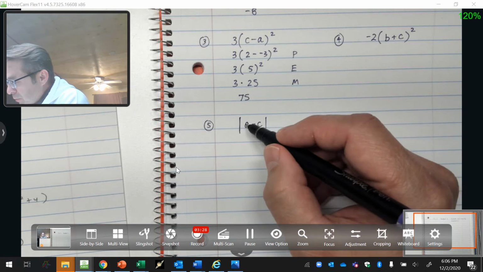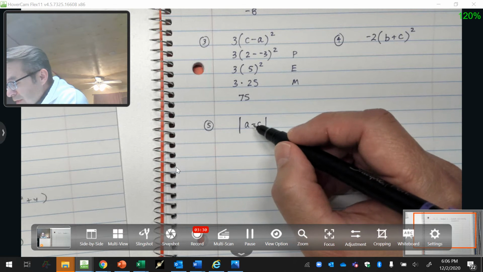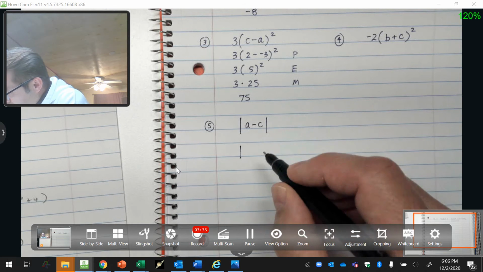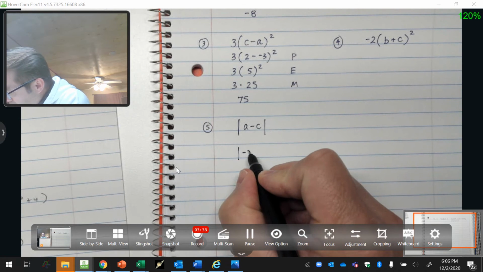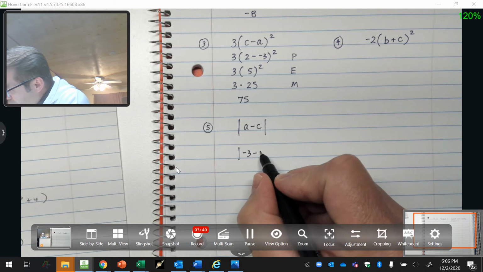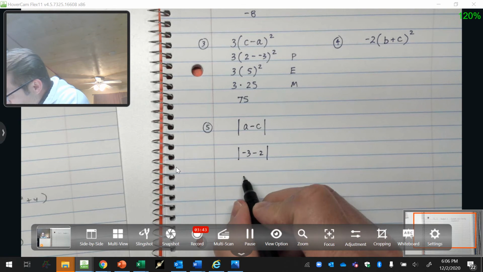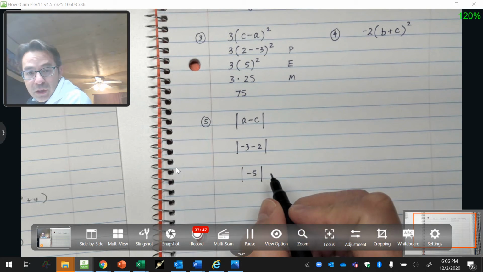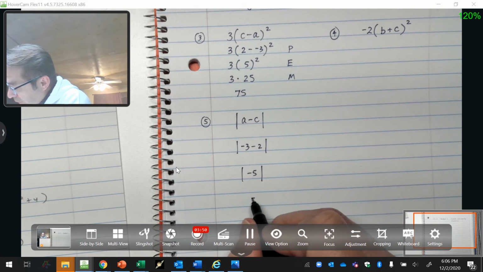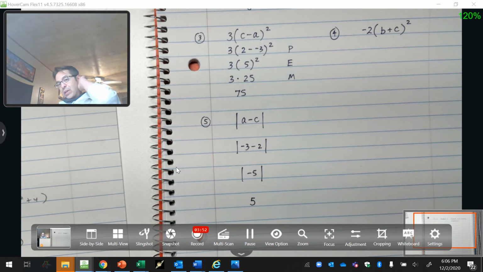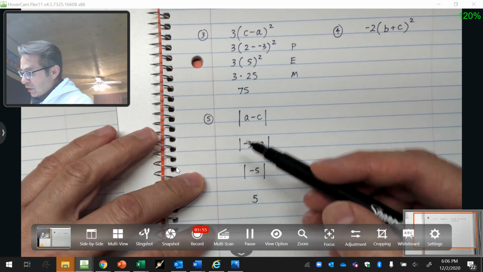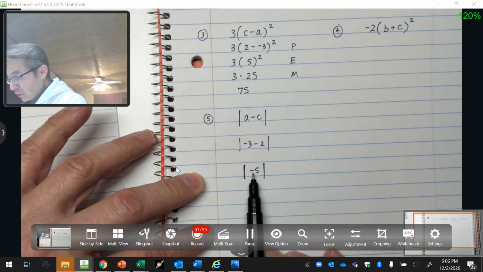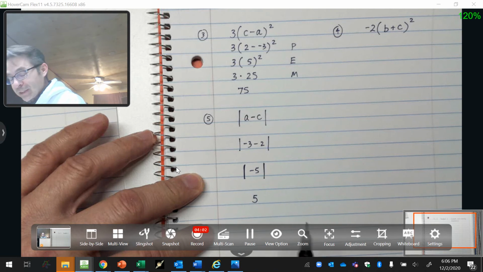So, you have to do it similar to parentheses. You have to do it inside first. I'm going to skip a line just because I want it to look pretty. A is -3, C is 2. Do what's inside first. -3 minus 2 is -5. The absolute value of -5 is 5. Absolute value means distance from 0, so think of this like, this is jail. When you come out of jail, you're a positive person, good person.